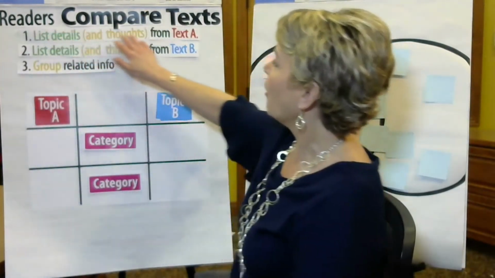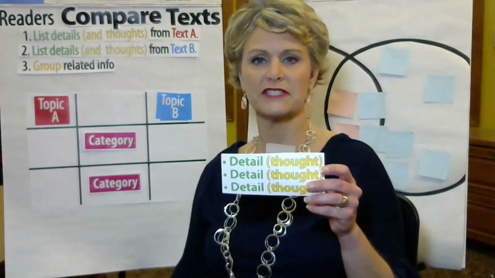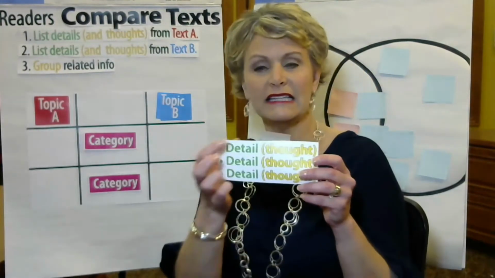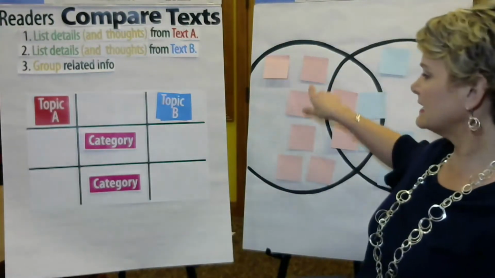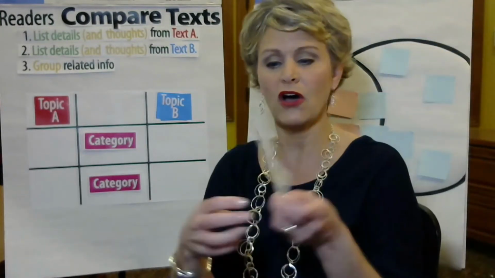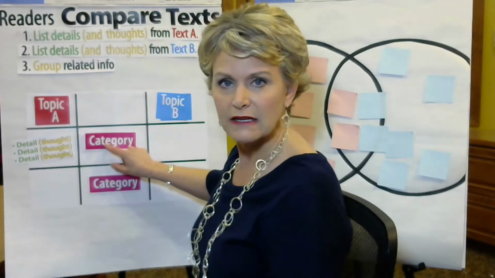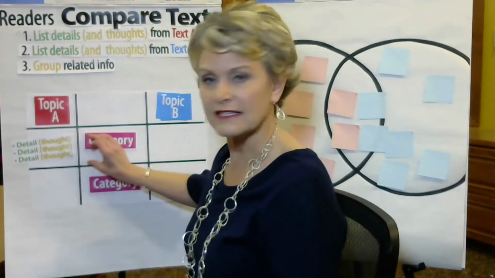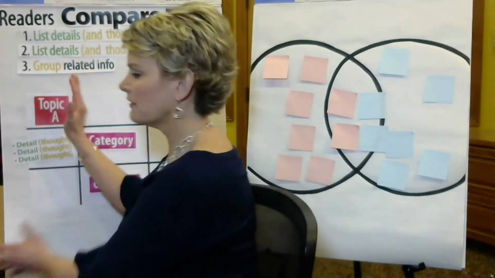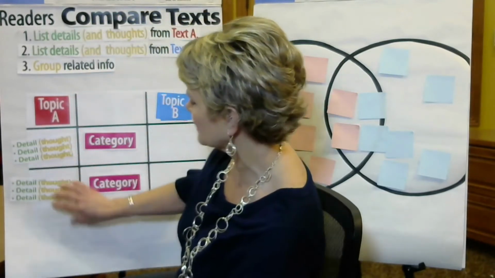Now, when I read all of text A, I collect all of my details for text A. And as I'm collecting details, just like I did here, and adding in my thoughts, I'm organizing them by this category. And I put them adjacent to it. And remember, I do all of text A. So then I keep reading text A. I collect more details and thoughts, and I put them here.